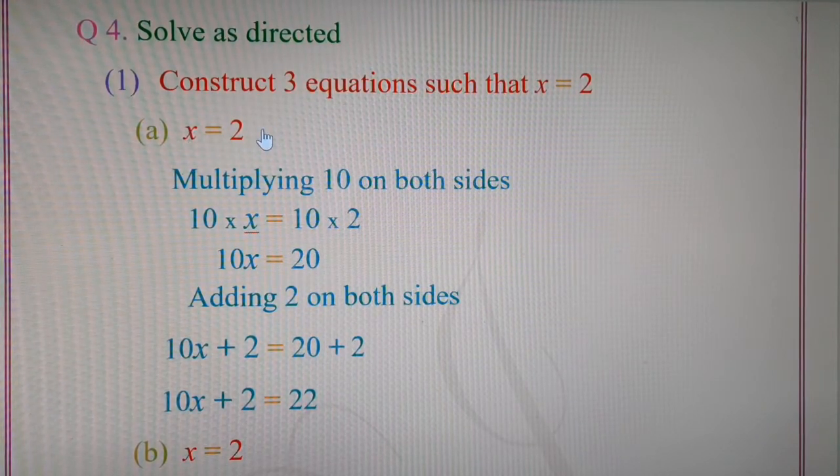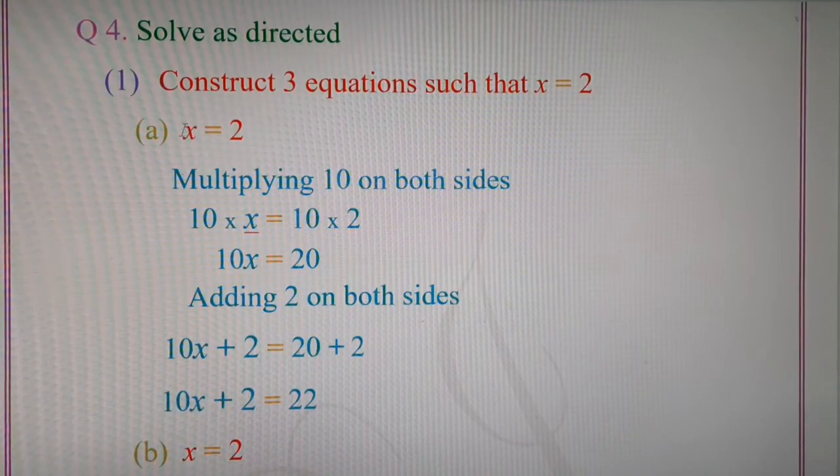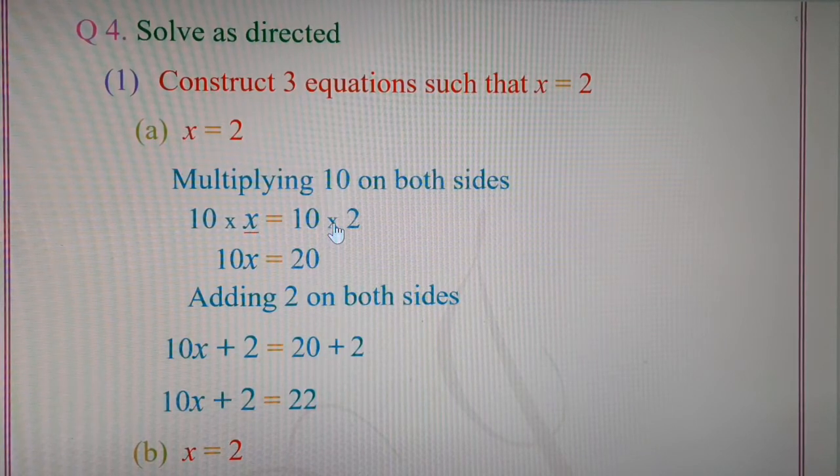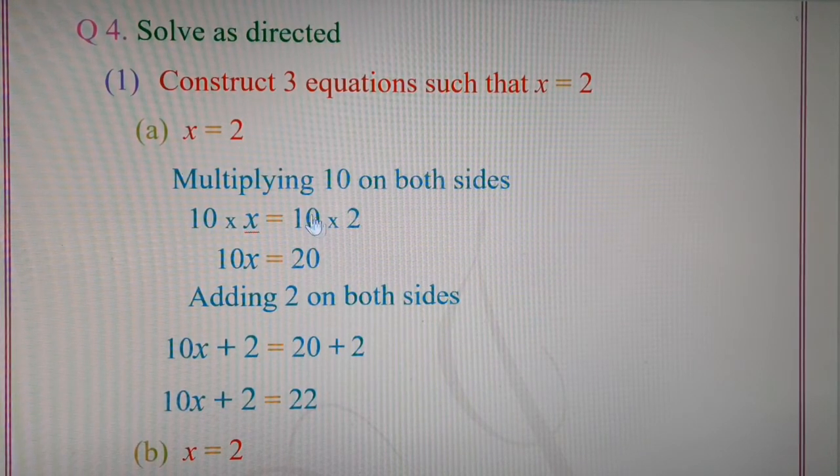We will multiply 10 on both the sides. Suppose we multiply x with 10. So we also have to multiply 2 with 10. So on the left hand side we multiply 10, and on the right hand side we also multiply 10. So our statement explaining this step will be multiplying 10 on both the sides. In mathematical form we will write 10 into x equal to 2 into 10. 10 is multiplied with x on the left hand side and 10 is multiplied with 2 on the right hand side. If we solve further, 10 2s are 20 and 10 into x is 10x. 10x equal to 20.